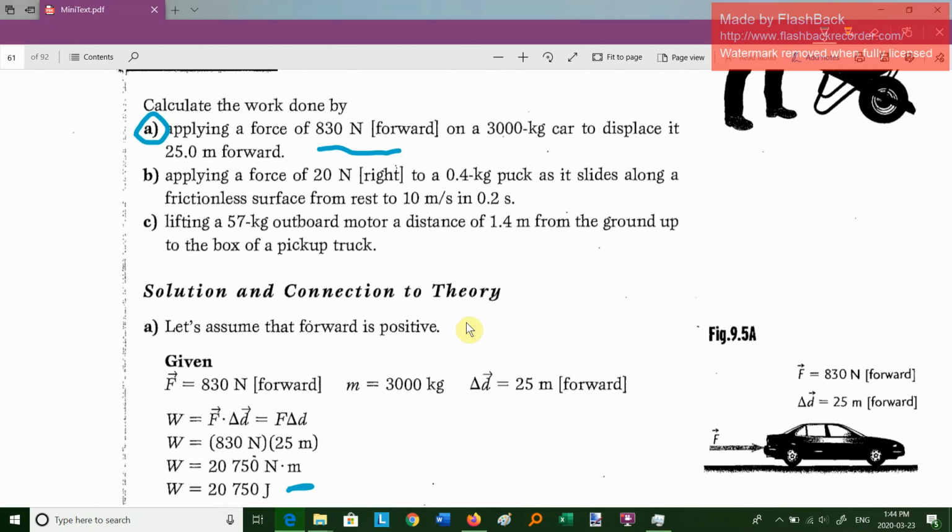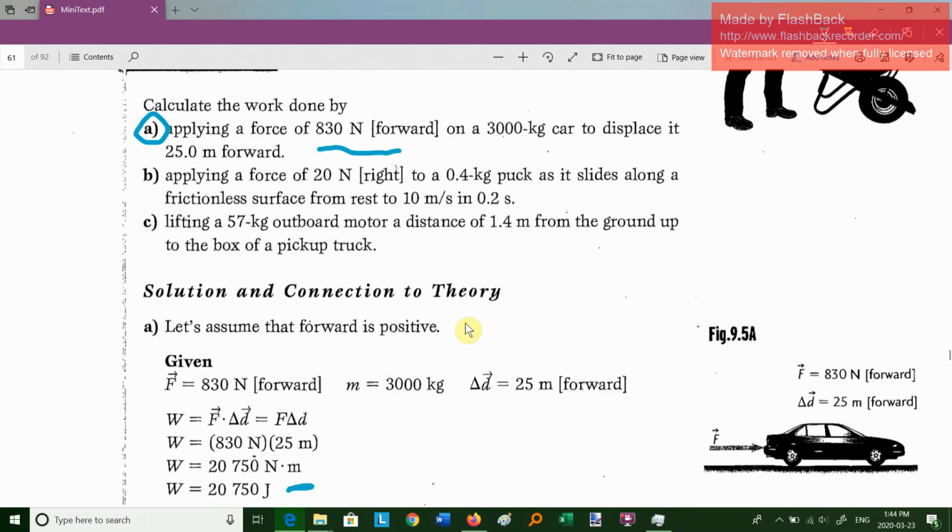Lifted a 57 kilogram outboard motor a distance of 1.4 meters from the ground up to the box of a pickup truck. Okay, so you're fixing a boat or something and you want to lift up a 57 kilogram mass, deadlift up to a pickup truck. So my displacement is 1.4 meters. I assume I'm lifting straight up, not at an angle, because it didn't tell me otherwise.